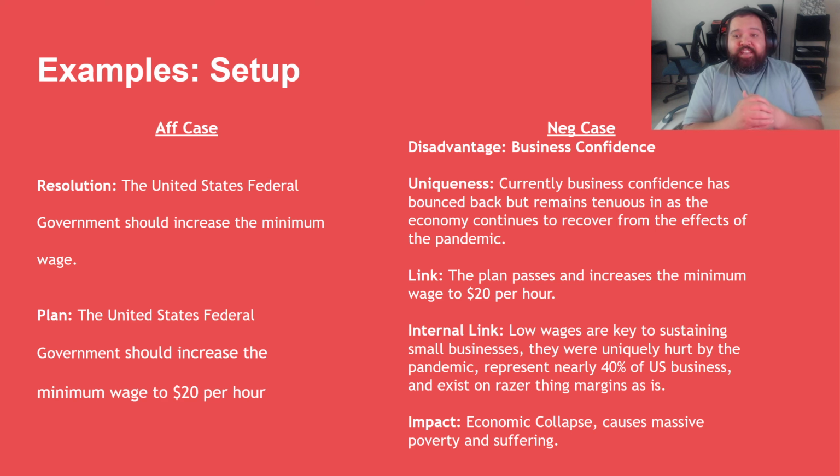Internal link, low wages are key to sustaining small businesses. They were uniquely hurt by the pandemic and represent nearly 40% of U.S. businesses and exist on razor-thin margins as is. Impact, economic collapse causes massive poverty and suffering. So plan, increase minimum wage; disad, that hurts small businesses, collapses business confidence, causes economic collapse, and so on. Let's see how we would apply the statements we previously went over to this situation.